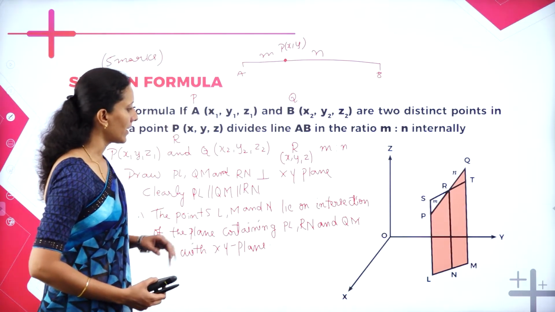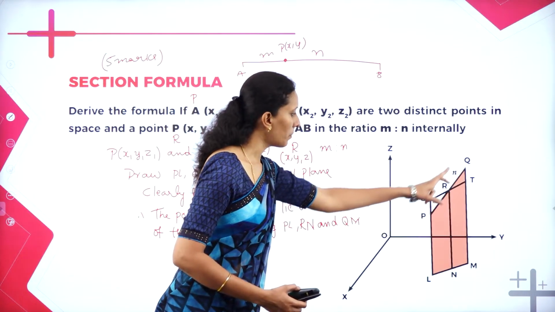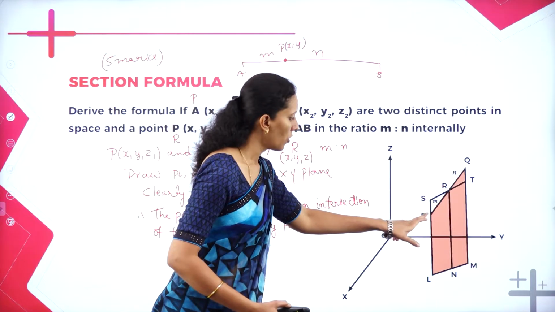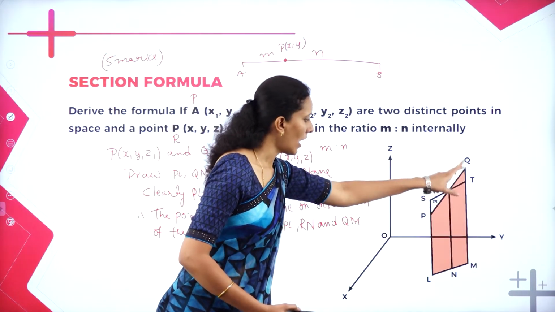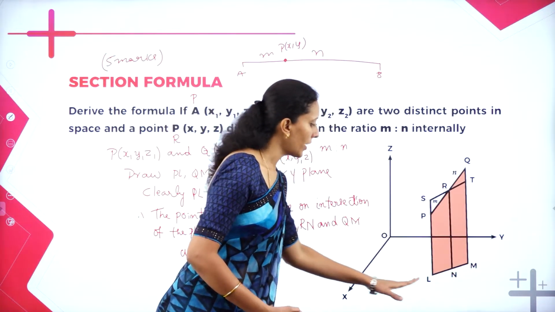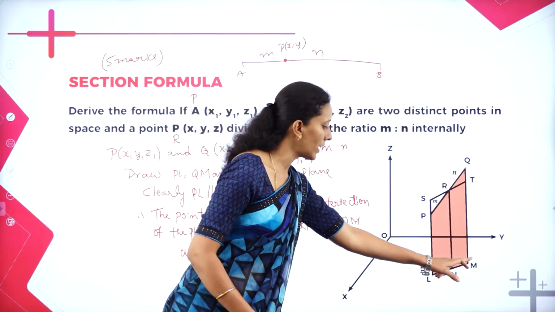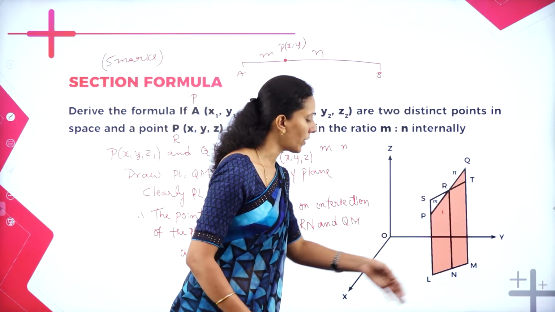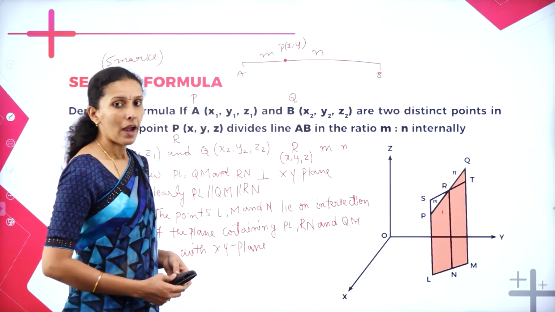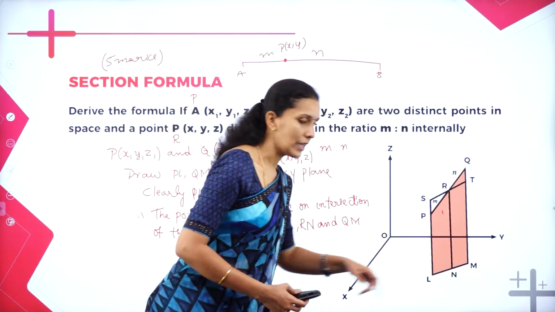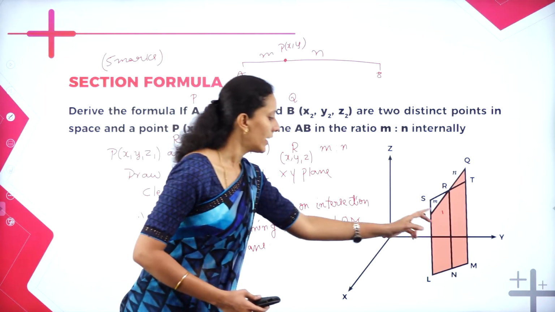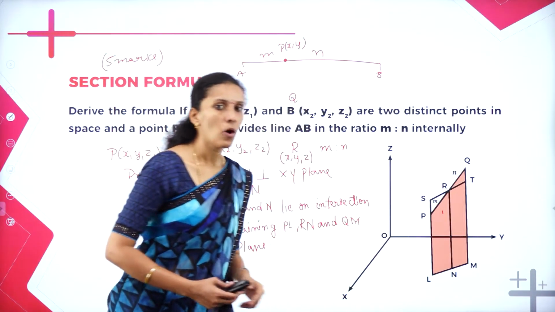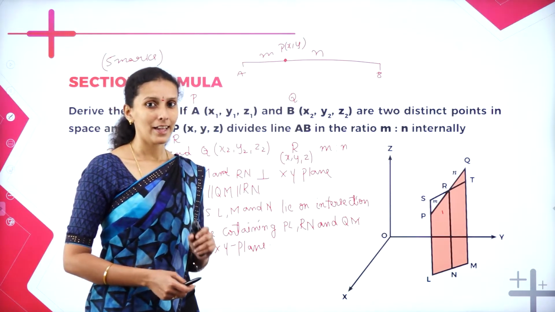Now, this is the explanation. So I have taken PQ and I have taken R which divides it in the ratio m:n. Draw PL, RN and QM perpendicular to the XY plane. So if these are all perpendicular to the XY plane, then clearly we can say PL, RN and QM are parallel to each other. And the points L, N, M clearly lie on the intersection plane, where the lines PL, RN, QM also meet the XY plane.